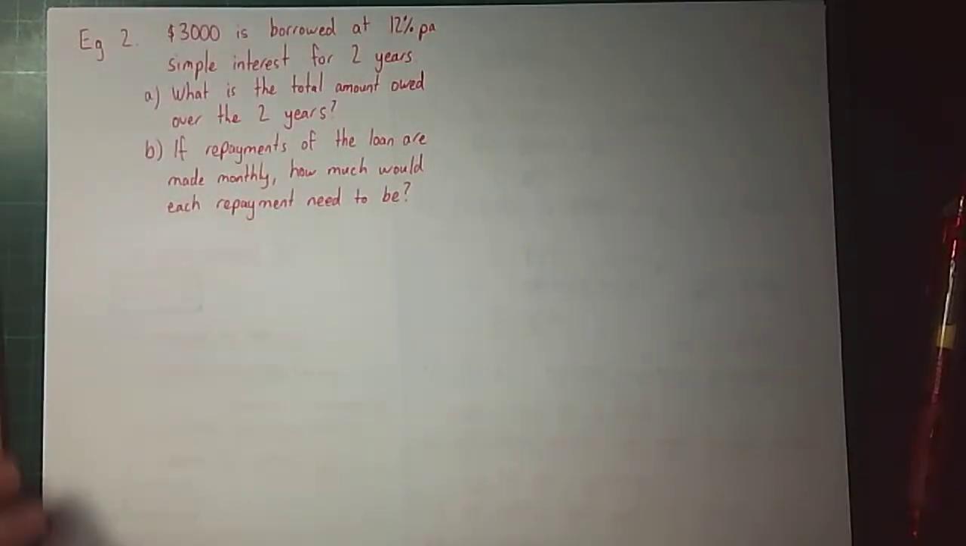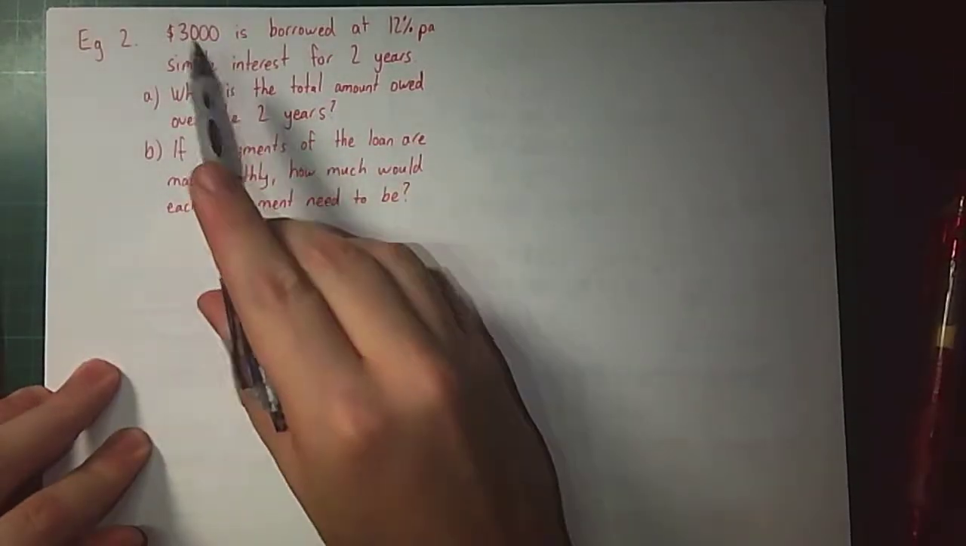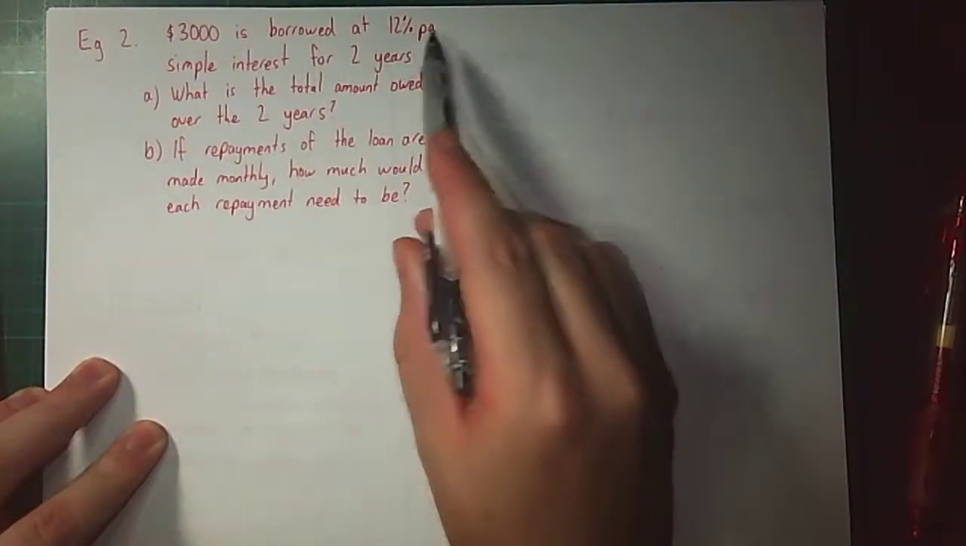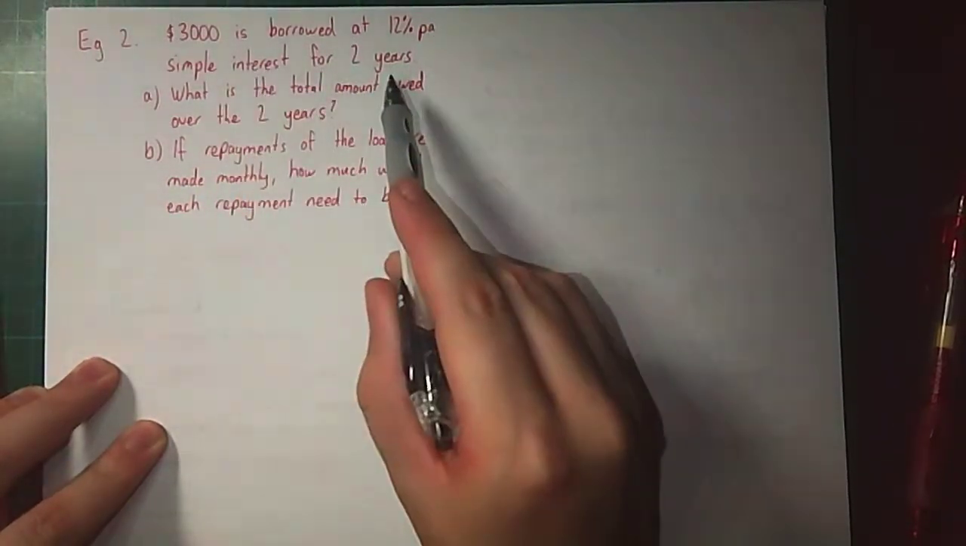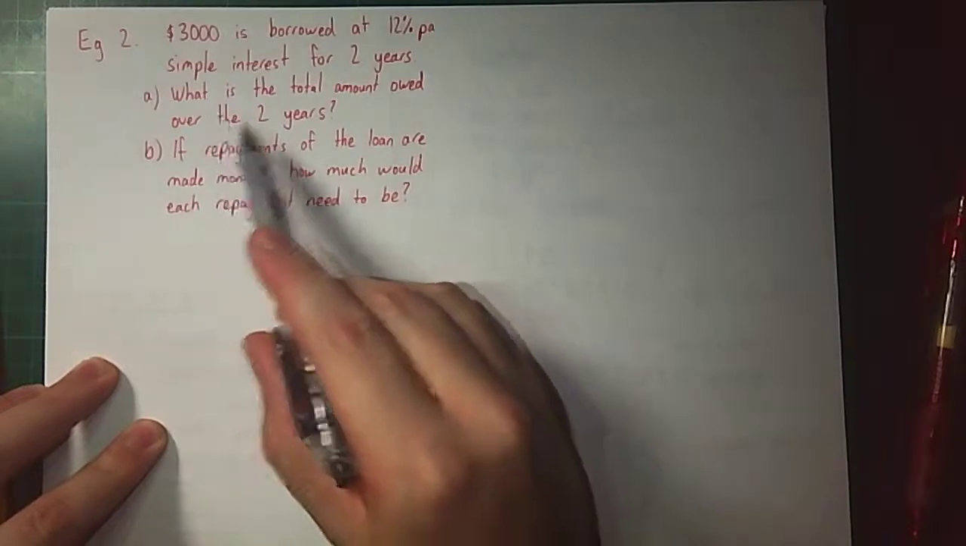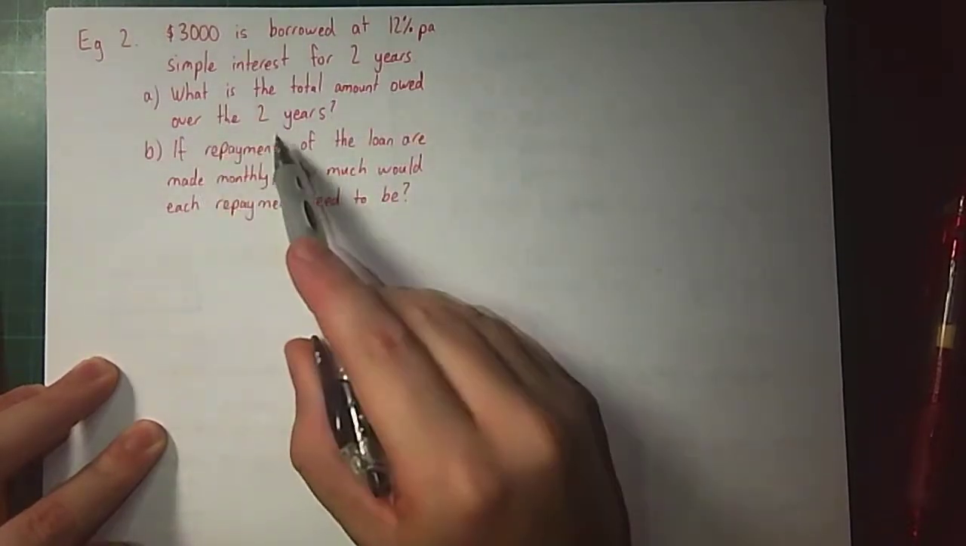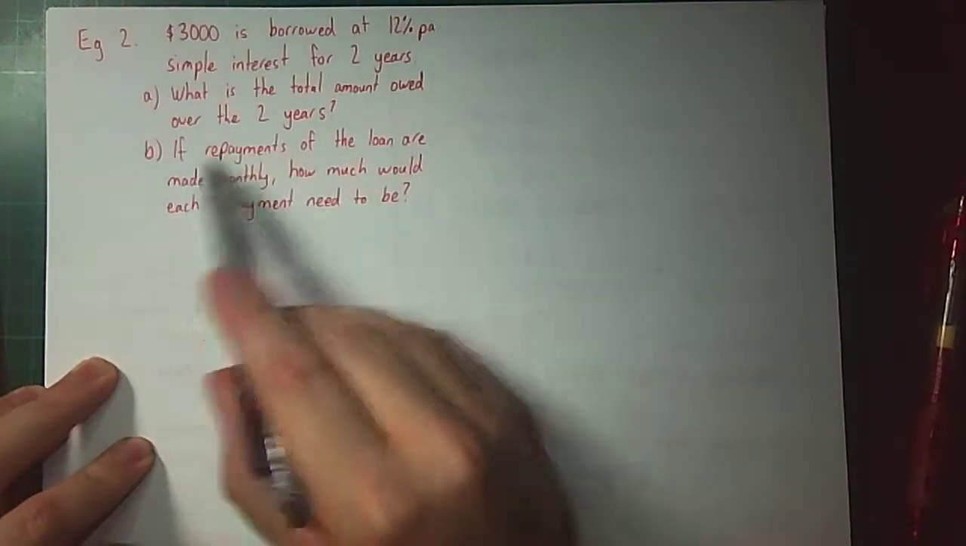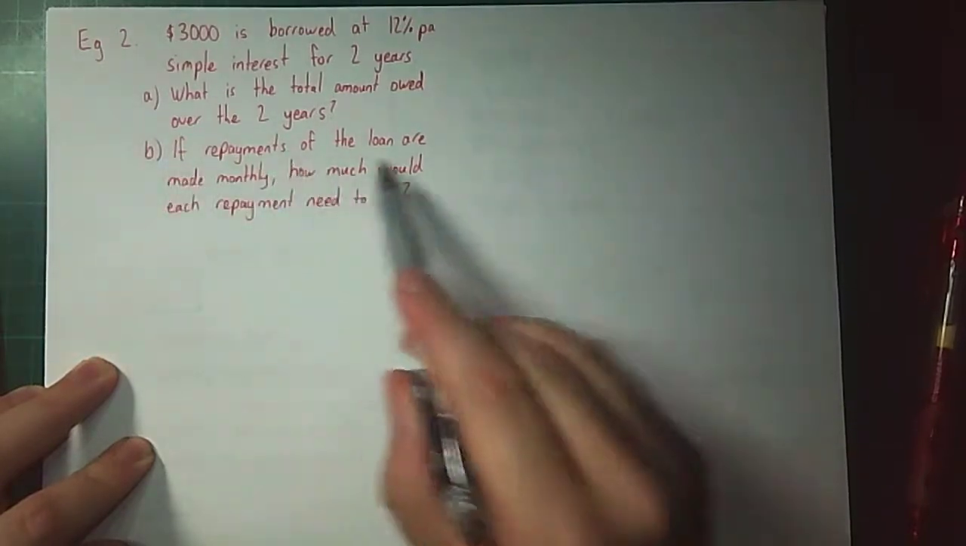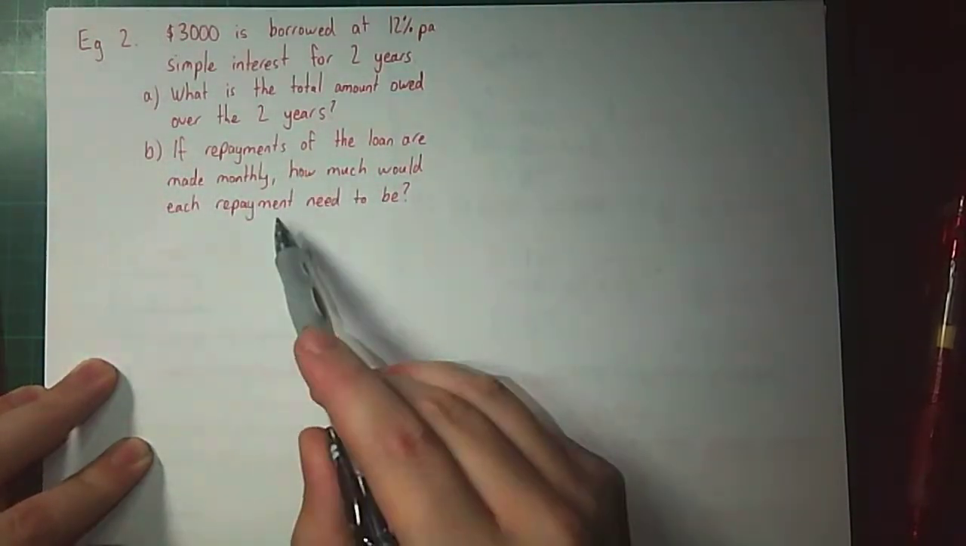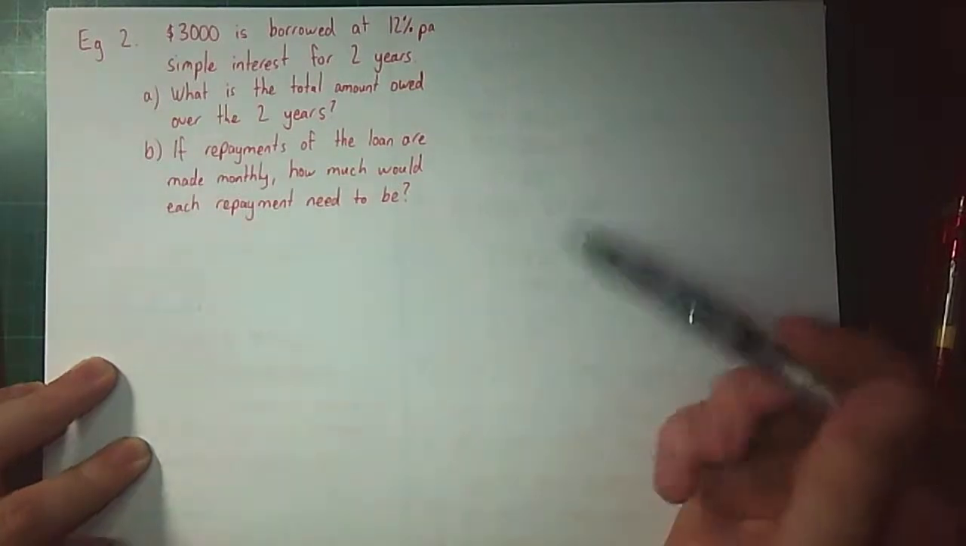Here, for example 2, the question asks us: $3,000 is borrowed at 12% per annum, simple interest, for 2 years. Part A says, what is the total amount owed over the 2 years? And part B is, if repayments of the loan are made monthly, how much would each repayment need to be? Now let's look at A to start.